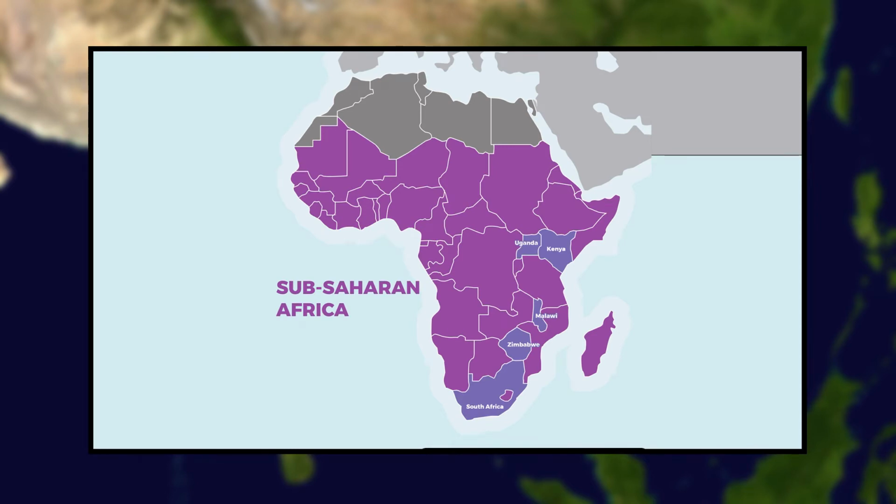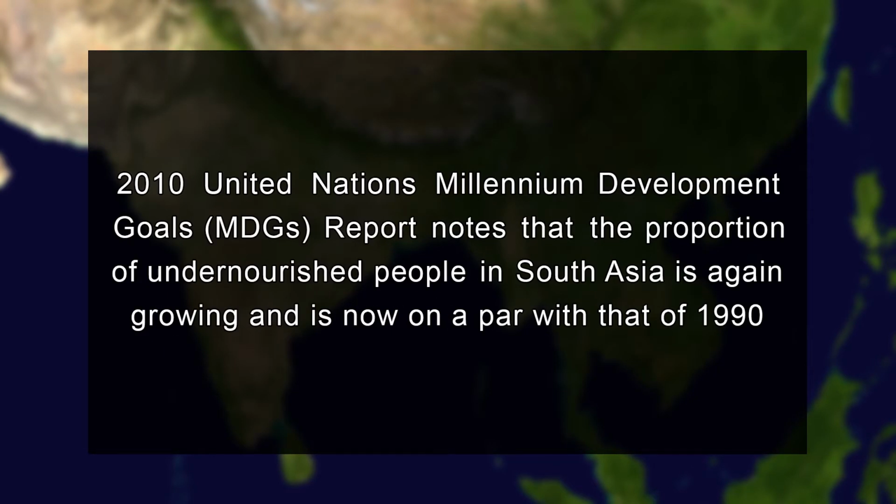The region also has certain issues. It contains more of the world's poor than any other region, even sub-Saharan Africa. The 2010 United Nations Millennium Development Goals report notes that the proportion of undernourished people in South Asia is again growing and is now on par with that of 1990. It also struggles with violent jihadi terrorism, chronic environmental problems, poor literacy rates, and a stagnant demographic transformation.